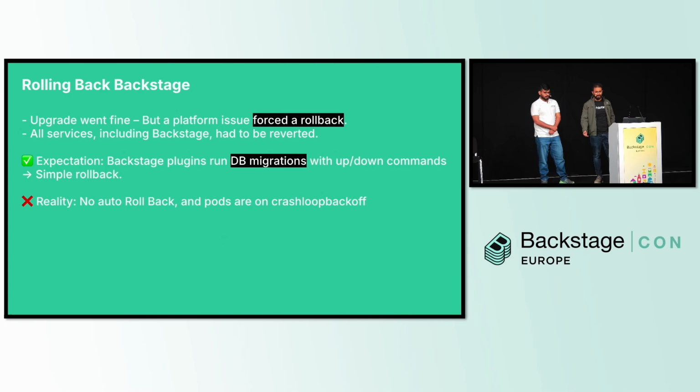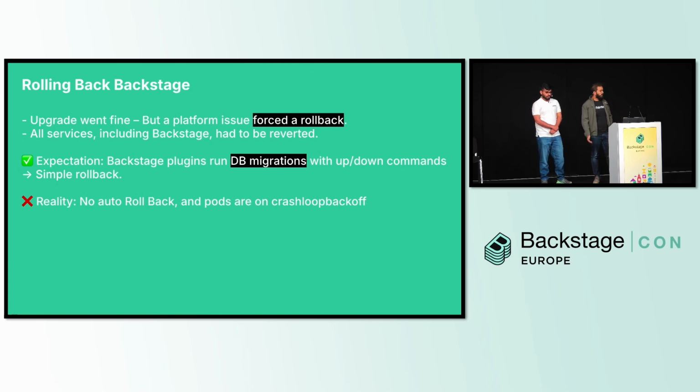So it was a regular scheduled Backstage upgrade for us. We upgraded Backstage. We tested it in our local environment. Things were good. We tested it in our development environment. It was good. We promoted that build to QA. And for us, the QA environment is pretty close to production. Anything that happens on production needs to be followed on QA. Apparently, there was a platform issue, not Backstage, but some other platform issue, and that forced a rollback. So we had to roll back all of our services, and that included Backstage.